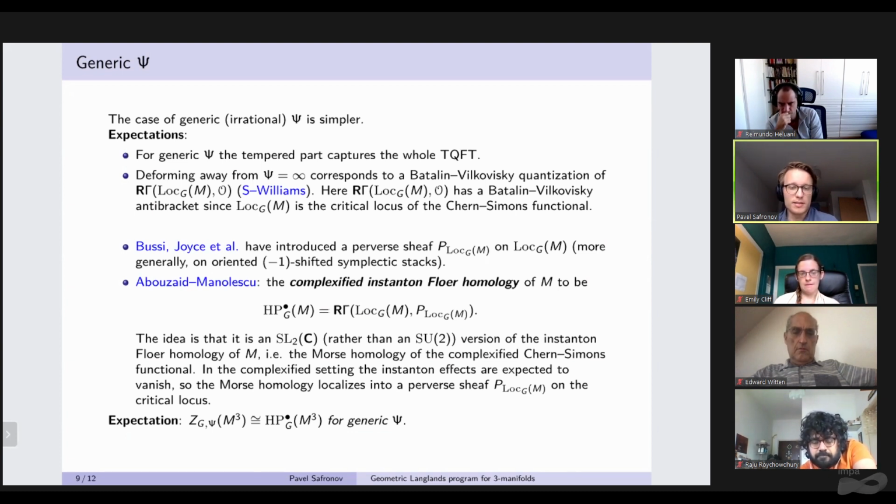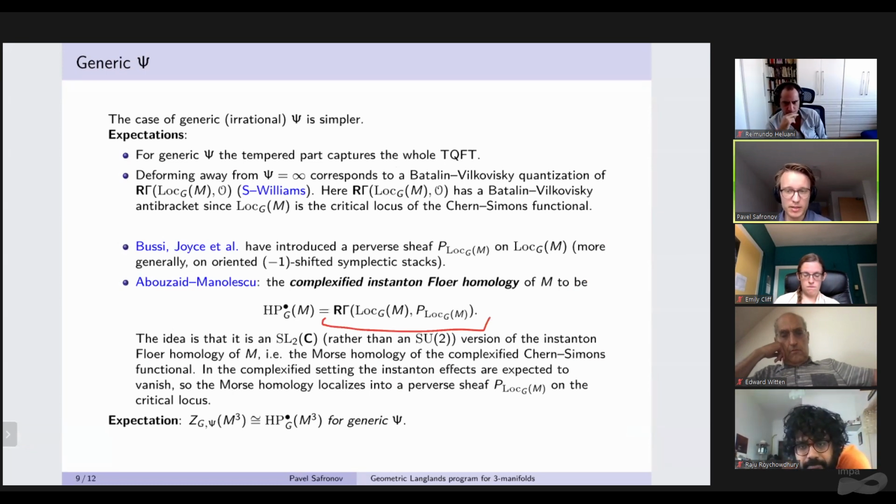And there's a model for what this BV quantization is, which was introduced by Joyce and other people. Basically, whenever you have what's called a -1 shifted symplectic stack together with orientation data. So I will not say what this means, but local systems on the 3-manifold is an example of such. Then there's a natural perverse sheaf that you can construct. And the homology of this perverse sheaf is expected to be a model for this BV quantization. In this particular case, if you look at the homology of this perverse sheaf for the case of the moduli space of flat connections, this was considered by Abouzaid and Manolescu, and this is precisely what they called the complexified instanton Floer homology.